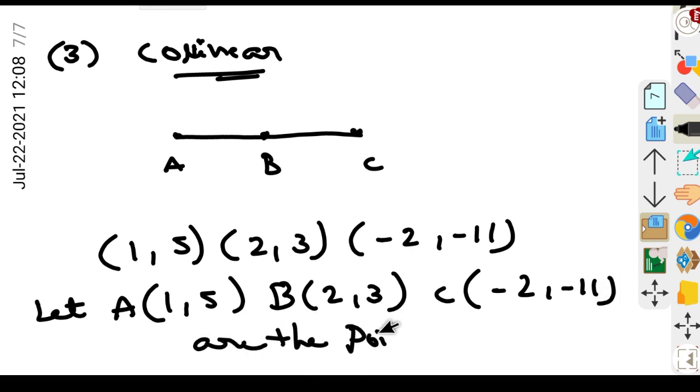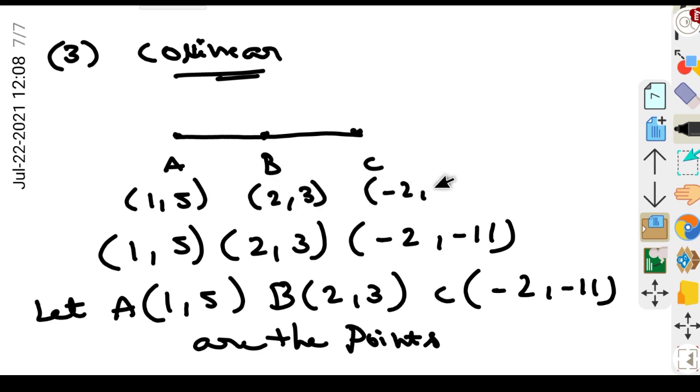Okay, so that means I'll write here. They have given the coordinates of A as 1 comma 5, B as 2 comma 3 and C as minus 2 comma minus 11. Now how will you check whether these 3 points are collinear points?